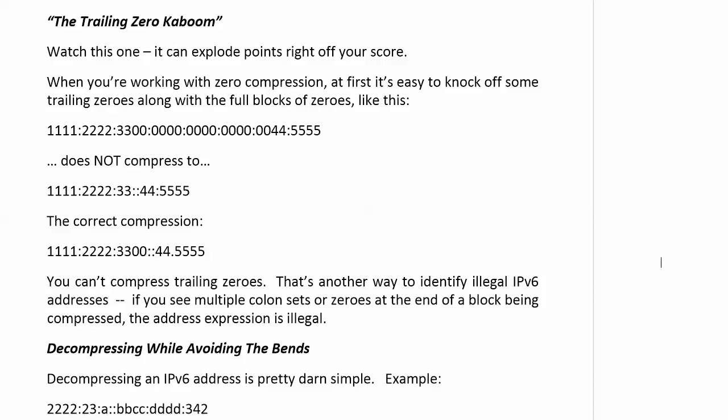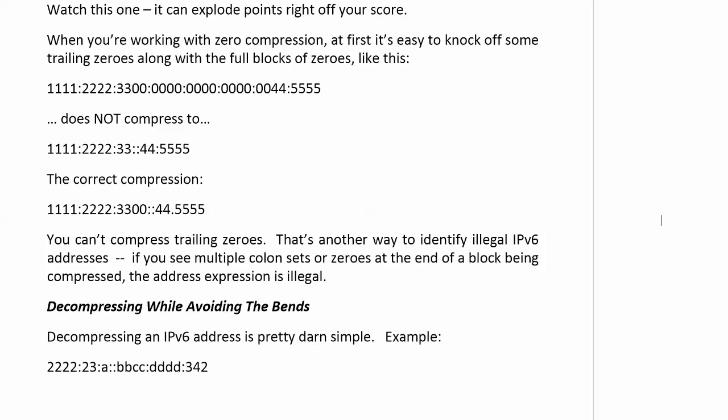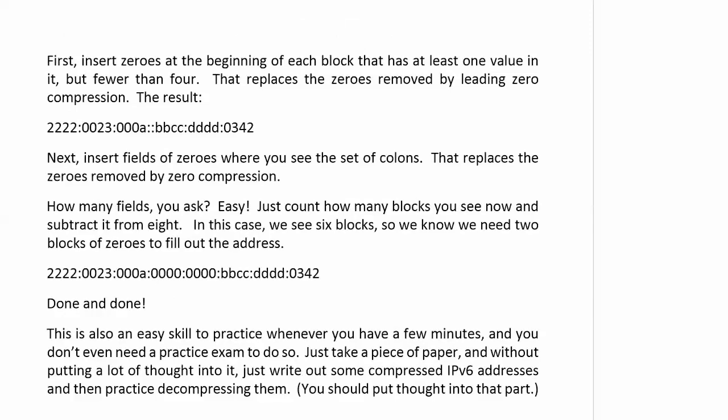Let's decompress or reinflate this IP version 6 address, however you want to look at it. And you can see we've got 2222 for the first block, then 23, then A for the third block, then a set of colons, then two full blocks, and then a block 342 for our last block. Don't go too fast through this, but if you use this structured approach, you'll nail this every single time.